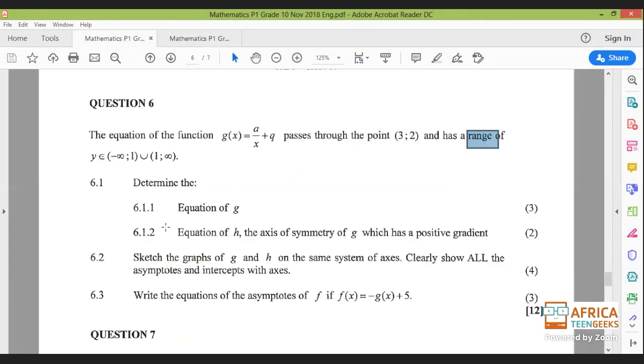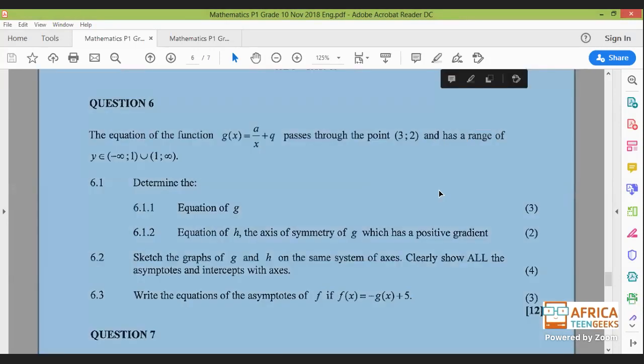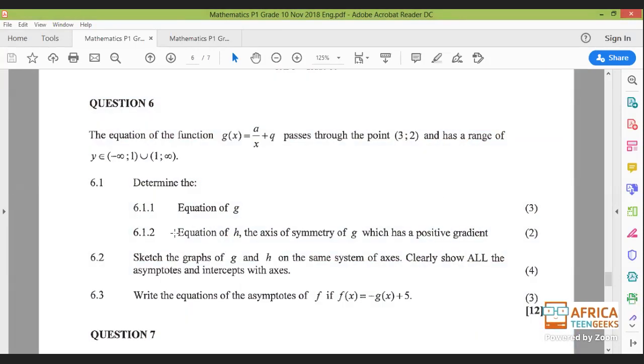Then now 6.1.2, it says the equation of h, the axis of symmetry of g, which has a positive gradient. So we must determine the equation of h, in other words, h of x, the axis of symmetry. Remember, when we talk about axis of symmetry, we're speaking about the mirror of g, which has a positive gradient. How can we do that, boys and girls? Who can tell us? It's one of the challenging questions, I know, but I'll be so happy if some of you can try.